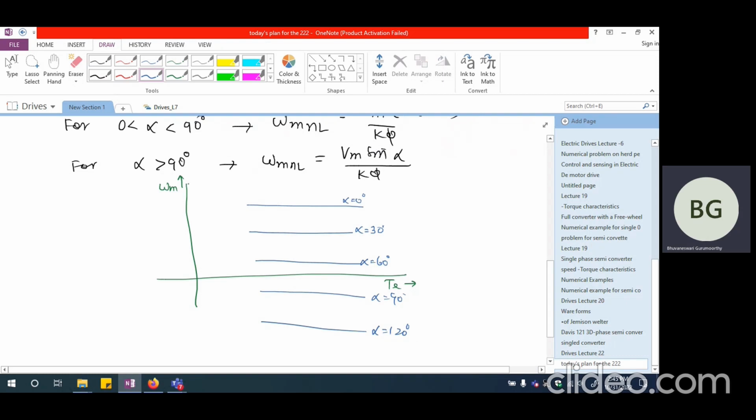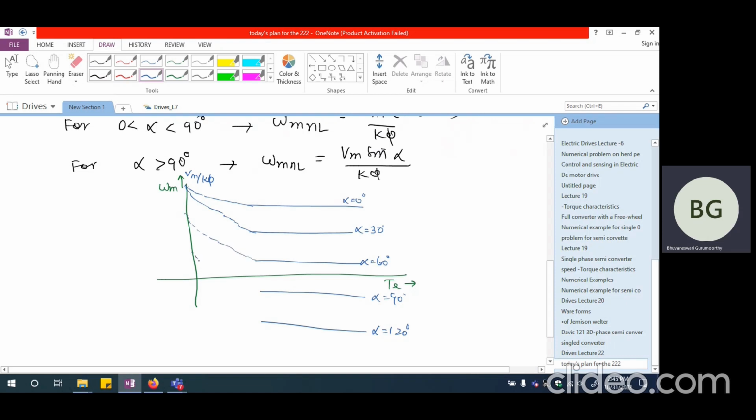And we said that for alpha equal to 0 and alpha equal to 30, it will have the ideal no load speed to be Vm by K5 for the full converter case. So these are all for the full converter case. And for alpha equal to 60 onwards, we said Vm sine alpha plus pi by 3 or something like that. So we had something of this sort.